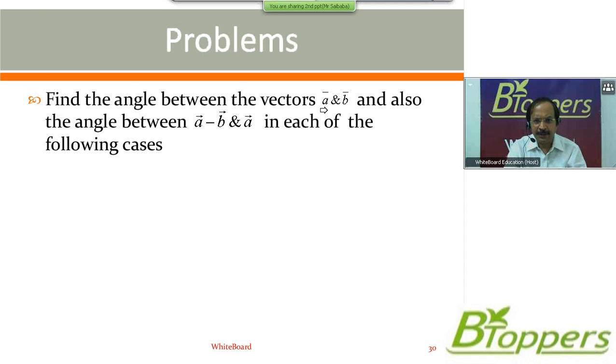Find the angle between the vectors A bar and B bar, and also the angle between A bar minus B bar and A bar in each of the following cases. Question number 31. Mod of A bar minus B bar equal to mod of A bar minus mod of B bar. Come on, think about the answer.